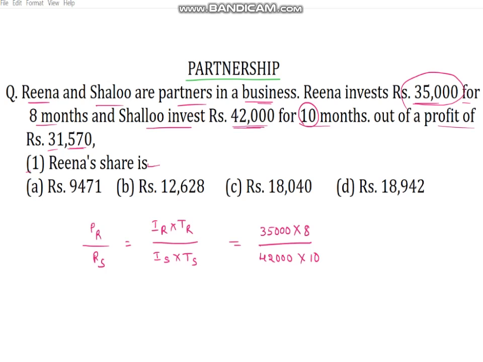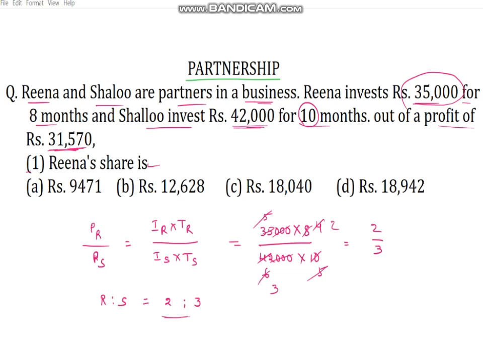Here, 3 zeros will get cancelled. 2 4s are 8, 2 5s are 10, 7 5s are 35, 7 6s are 42, 5 5s will get cancelled. 2 3s are 6, 2 2s are 4, equal to 2 by 3. The ratio of Reena and Shalu is 2:3. This is the investment ratio, and the profit will get divided in these ratios, 2:3.